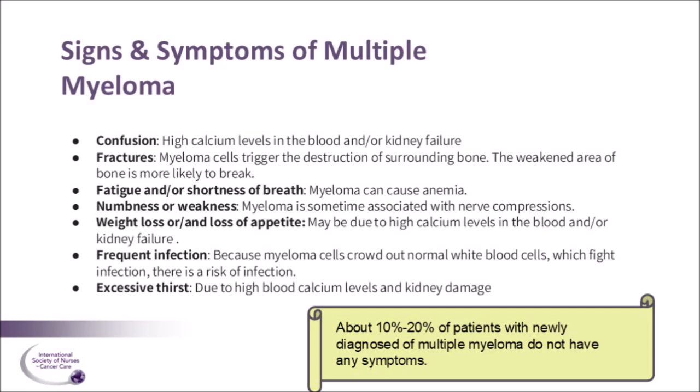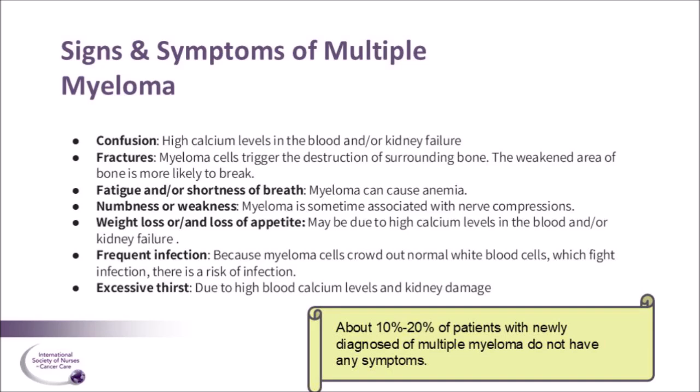Fractures: myeloma cells trigger the destruction of surrounding bone. The weakened area of bone is more likely to break. Fatigue and/or shortness of breath: myeloma can cause anemia. Numbness or weakness: myeloma is sometimes associated with nerve compressions.